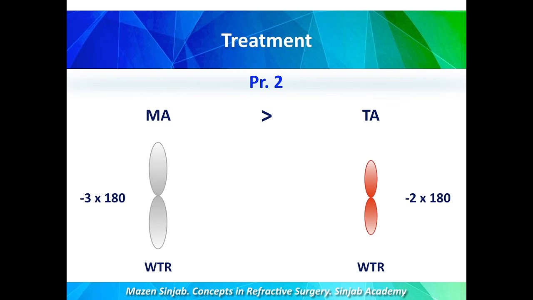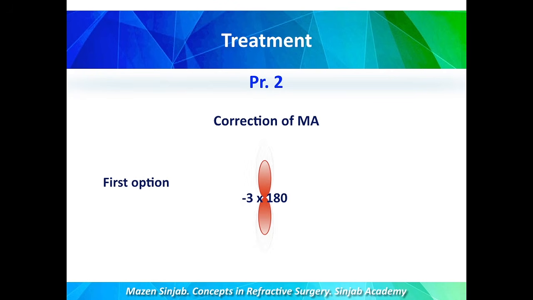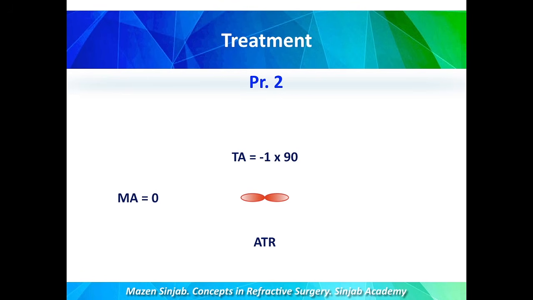The manifest is -3 at 180, the topographic is -2 at 180. Let us study now the options of treatment. There are two options. The first option is to treat the manifest astigmatism. But unfortunately, if we do this, we will convert the topographic astigmatism from with the rule into against the rule, although we have obtained a 0 manifest refraction postoperatively.